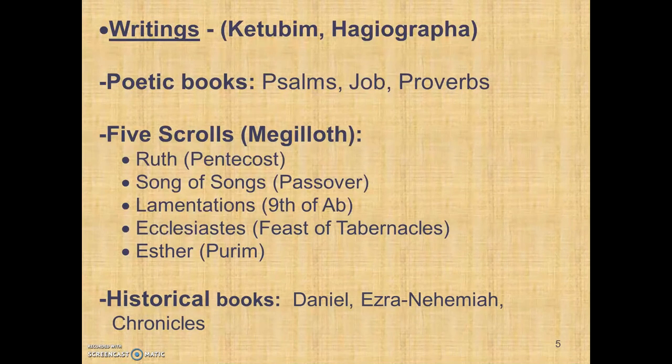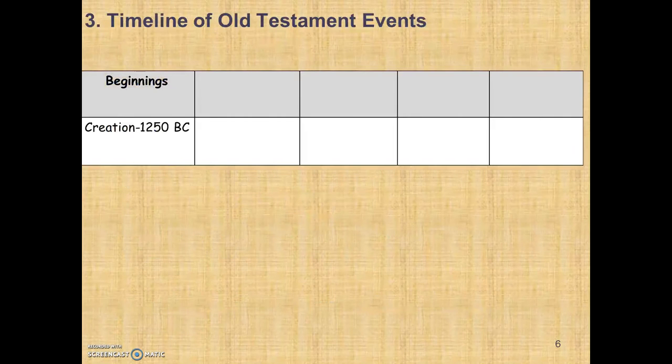The last section of the writings are the historical books: Daniel, Ezra and Nehemiah, which are linked together as one book, and then Chronicles is one book. Now, I put "historical" in quote marks because, of course, Daniel is probably not primarily history, but more categorized as wisdom and apocalyptic literature. So that's a very generalized label there.